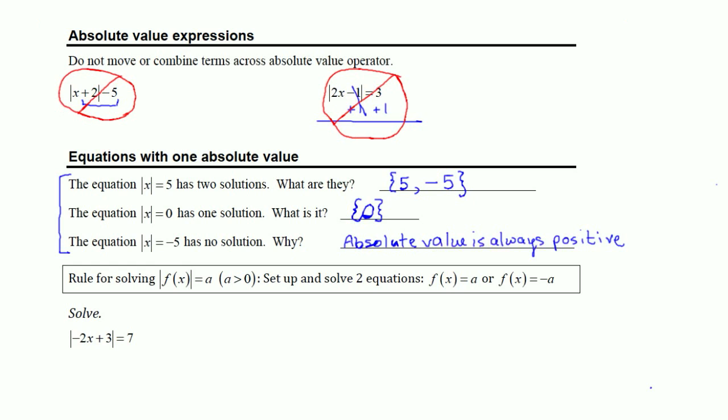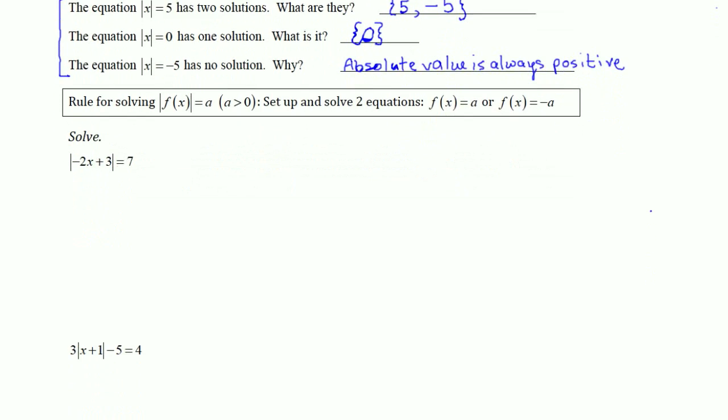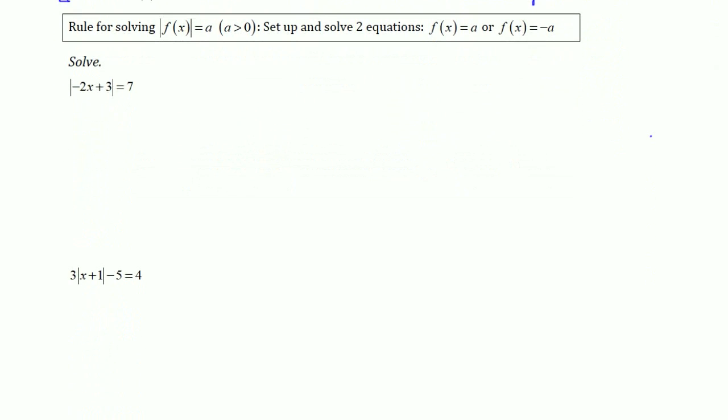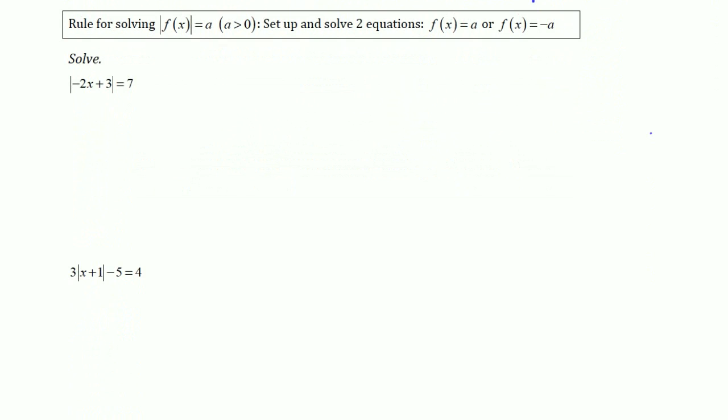So what we're going to do when we solve an absolute value equation is first categorize it as one of these cases. Is it equal to a positive number, in which case it has two solutions? Is it equal to 0, in which case it has one? Or is it equal to a negative number, in which case it has no solution? So here's our rule. Our rule for solving is that if our equation is of the form absolute value of f of x equals a, where a is a positive number, then we set up and solve these two equations, f of x equals a or f of x equals minus a.